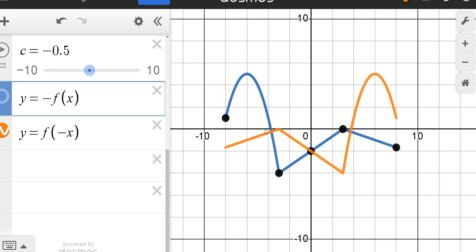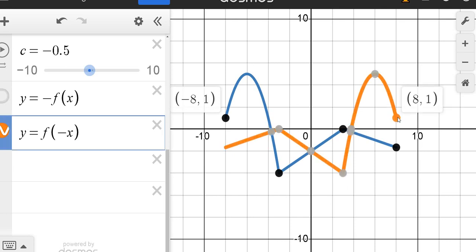So I had an x-coordinate, for instance, at -8 and 1. Well, I get that same point over here at +8 and 1. So you're reflecting things in the x direction. These are mirror images of each other around the y-axis.